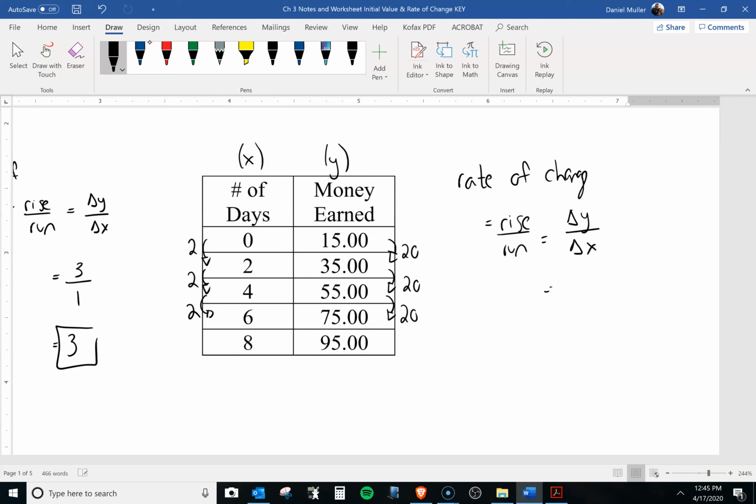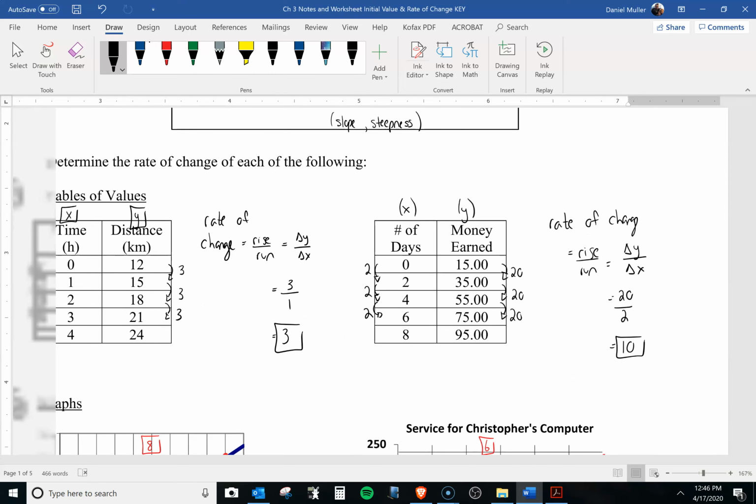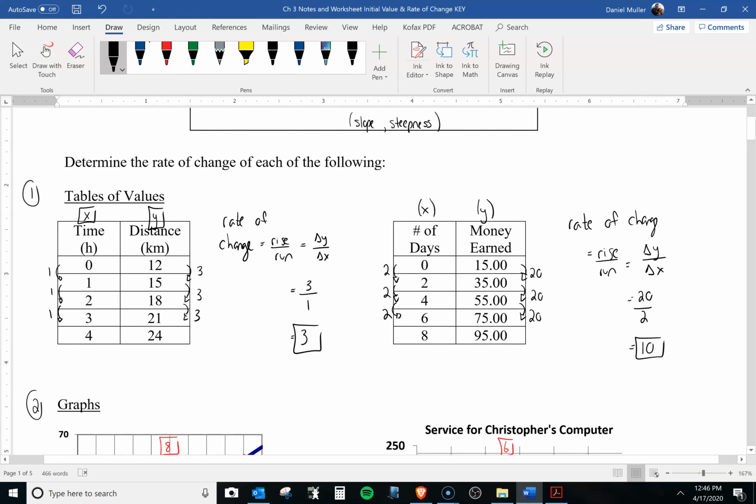So we're going to get a change in y, which is 20, and a change in x, which is 2 every time. 20 over 2, 20 over 2. And that can be reduced to just 10. So that's how you would calculate. You look for the pattern in both of those. I'll just zoom this out a little bit here. So that's a rate of change, and then we'll do initial value in the next video.